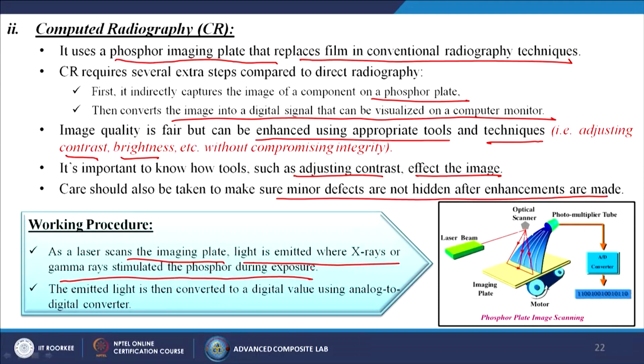What is the working procedure? As a laser scans the imaging plate, light is emitted where X-rays or gamma rays stimulated the phosphor during exposure. The emitted light is then converted to a digital value using an analog to digital converter. In this particular case you can see that we have the laser beam and the optical scanner, which is hitting the imaging plate. On top of that it is creating the image, and then we have the photomultiplier tube and the analog to digital converter, and then it comes out as digital data.